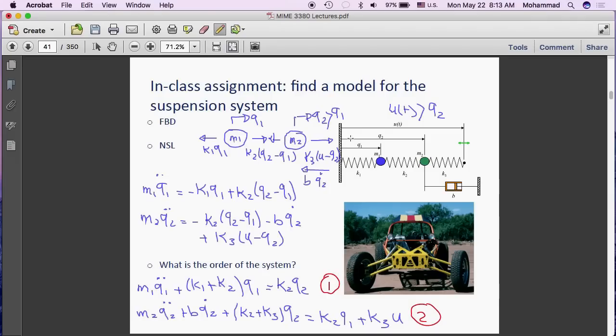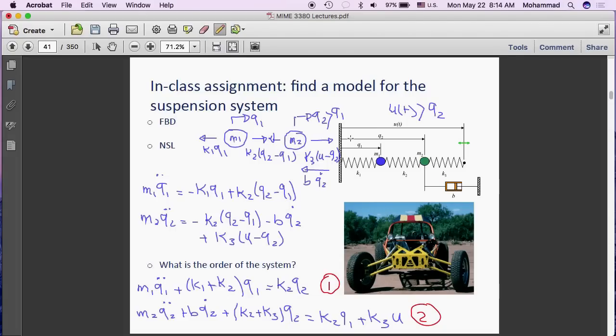So Q1 could be your interest, but Q1 double dot is not one of the state variables. Q1 double dot is a function of the other state variables. So if you know Q1 and Q2, you have Q1 double dot. See that according to equation 1, Q1 double dot is a function of Q1 and Q2. So if you have both of them, you're all set. You have Q1 double dot. So in other words, it's not an independent variable. It's a function of the other two.